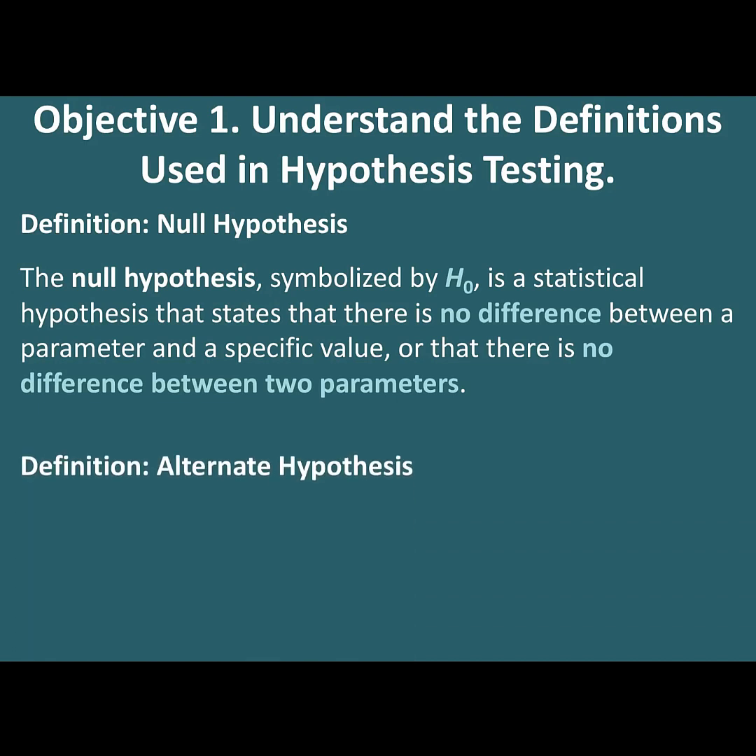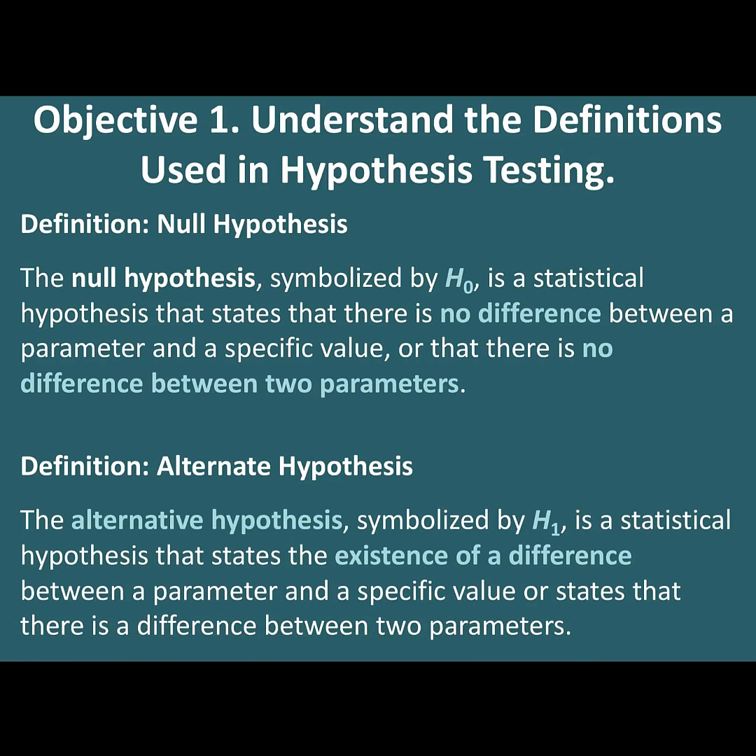In contrast, we also have something known as an alternative hypothesis. The alternative hypothesis, symbolized by H sub 1, is a statistical hypothesis that states the existence of a difference between a parameter and a specific value, or states that there is a difference between two parameters. Compare these two definitions. Keep in mind that the null hypothesis and the alternative hypothesis are frequently used together in any given research.